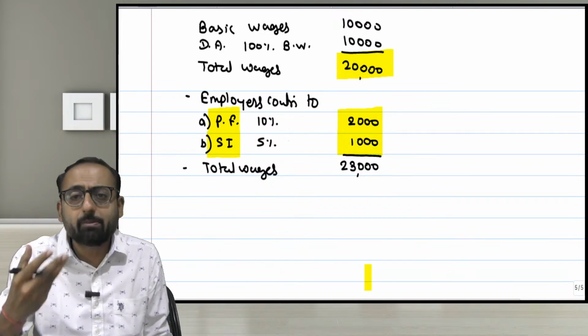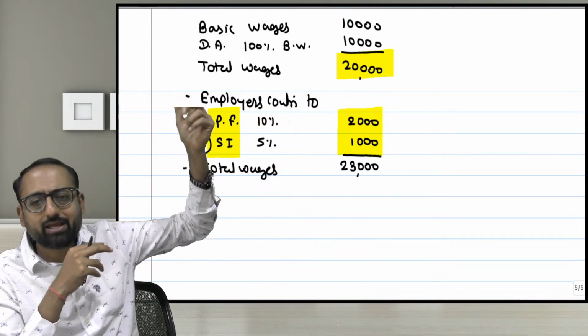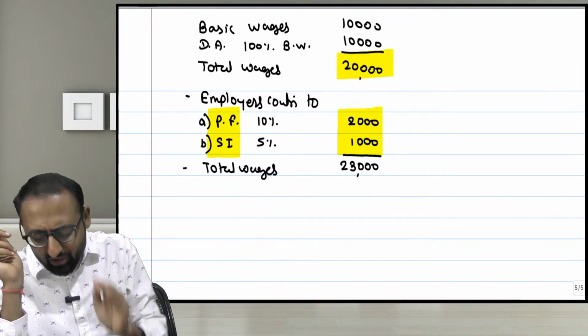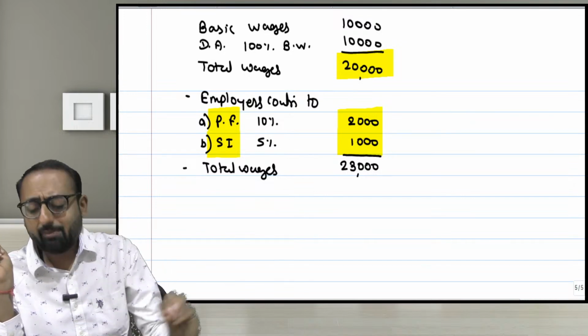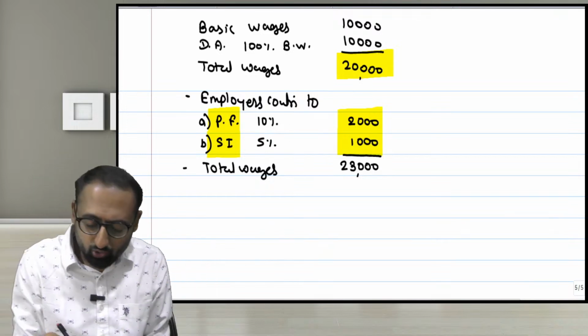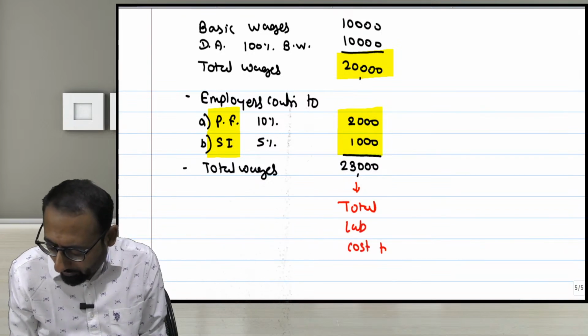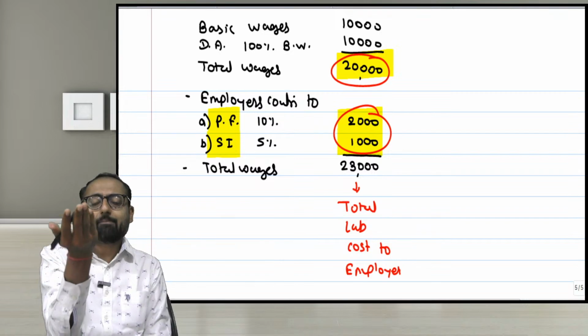So this is an additional benefit. This is an additional benefit apart from the amount. Total amount in cash received by that employee will be 20,000. Plus additionally 2,000 and 1,000 will be deposited by that employer in that insurance and that provident fund. So 23,000 will be called as total labor cost to employer, because 20,000 cash paid plus 3,000 is deposited by that employer in government account.